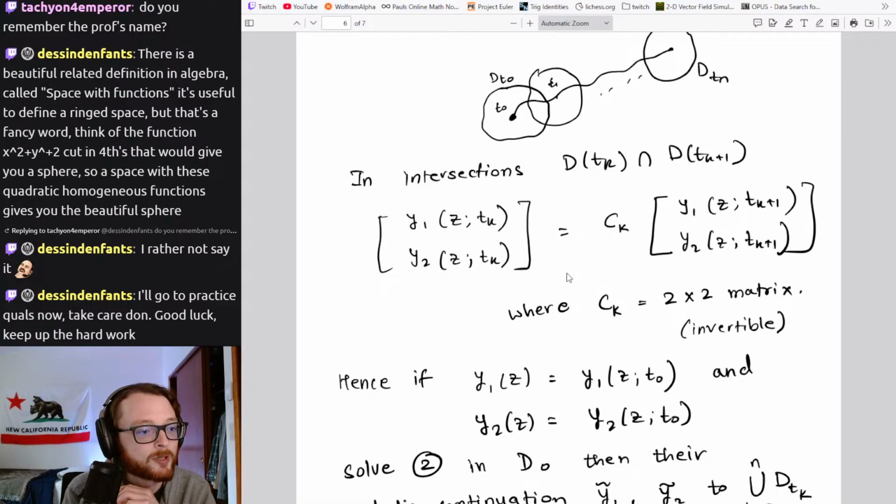There's a beautiful related definition in algebra called space with functions. It's useful to define a ring space. That's a fancy word. Think of the function x squared plus y squared plus 2. Cut it in fourths. Give you a sphere. So a space with these quadratic homogeneous functions gives you the beautiful sphere. That makes exactly a sphere? Wait, x squared plus y squared. Okay. Huh. Maybe I get that.